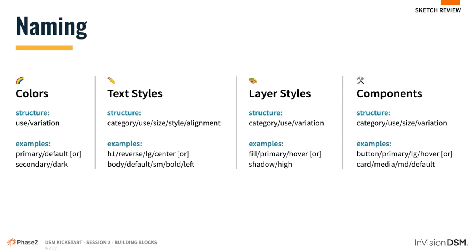Hopefully you can see some consistency in the structure order for each of these. Most of them have category, then use as the base directories to start. I want to note that sometimes a property isn't applicable or necessary, so it's okay to omit particular property values in specific instances. For example, the shadow layer style doesn't need as much as the fill layer style.